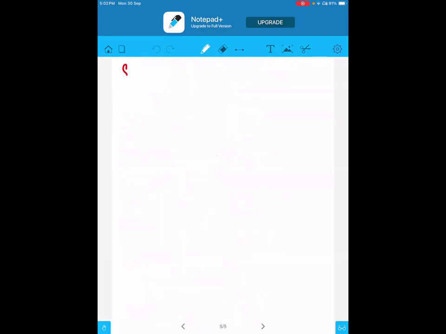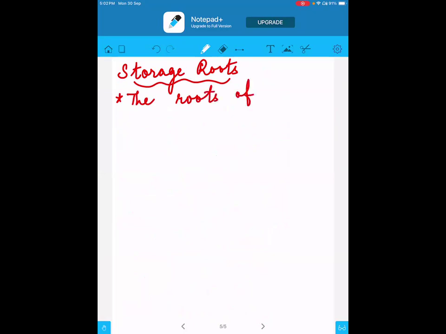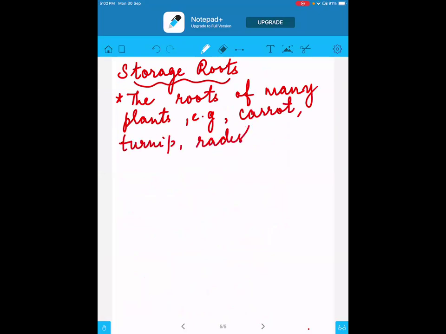Now, the first one is the storage roots. The roots of many plants, like the examples we have already discussed, the carrot, turnip, radish, and sweet potato, are edible. So we can eat them because they are storage roots.